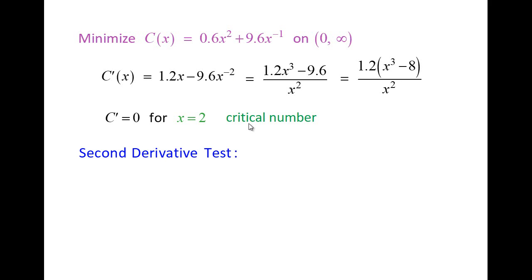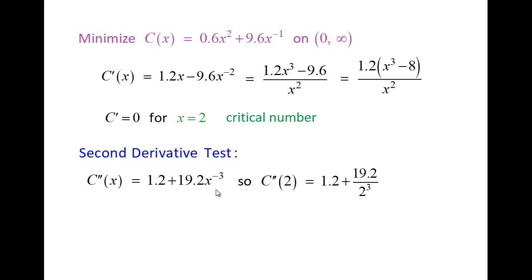And let's apply the second derivative test, the second derivative of c. So what's the second derivative? Well, it'll be 1.2 plus 9.6 times 2, which would be 19.2 x to the negative 3. And the second derivative evaluated at 2 is clearly positive, which means that the cost function is concave up at the critical point 2, so it has a local minimum at 2, and being the only critical point, that's got to be the absolute minimum.